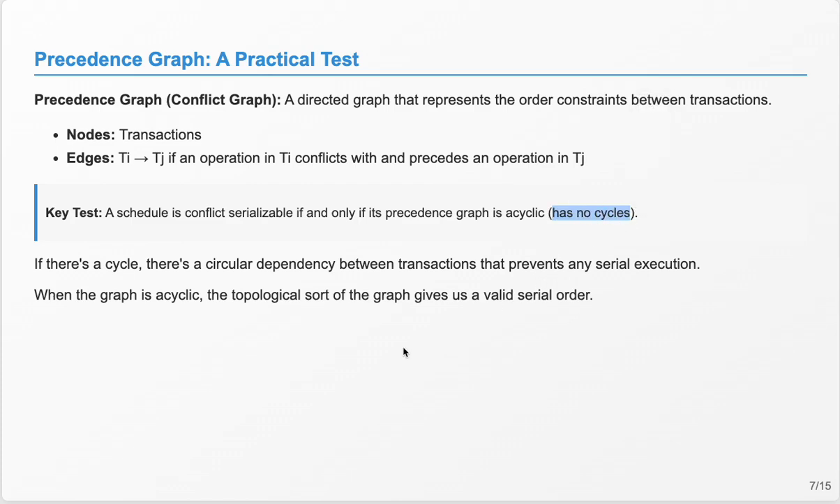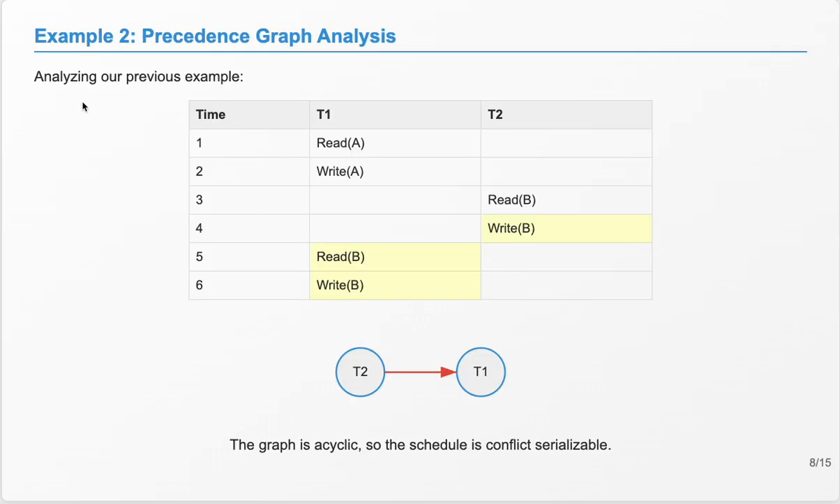If there's a cycle in the graph, it means there's a circular dependency between transactions that prevents any valid serial execution. When the graph is acyclic, we can perform a topological sort of the graph to find a valid serial order for the transactions. Let's analyze our previous example using a precedence graph.